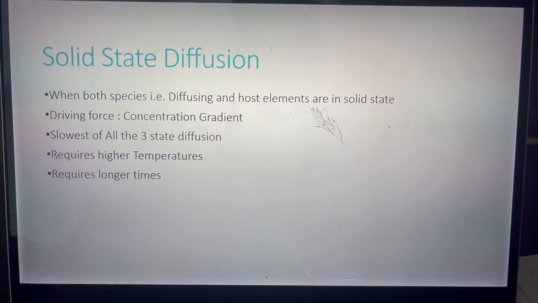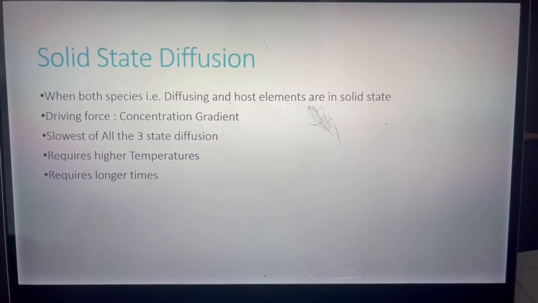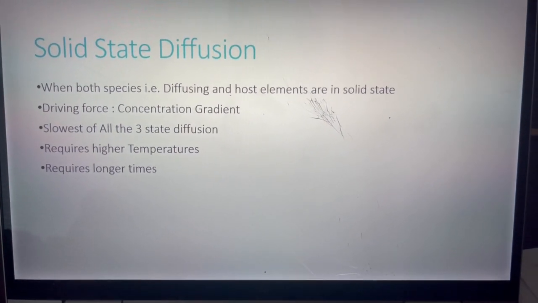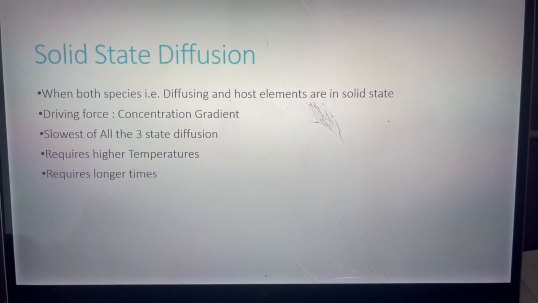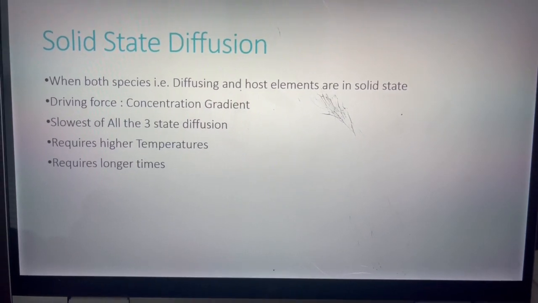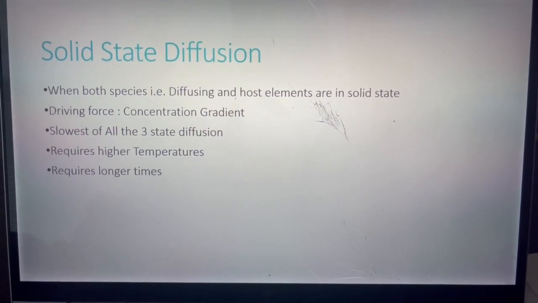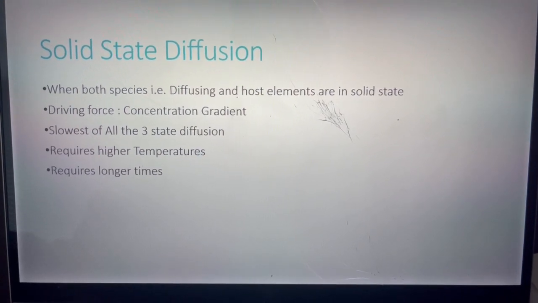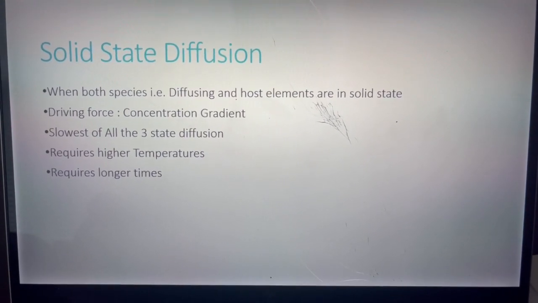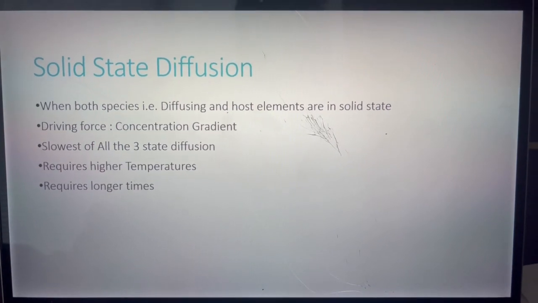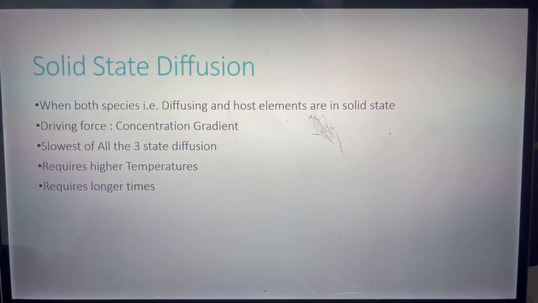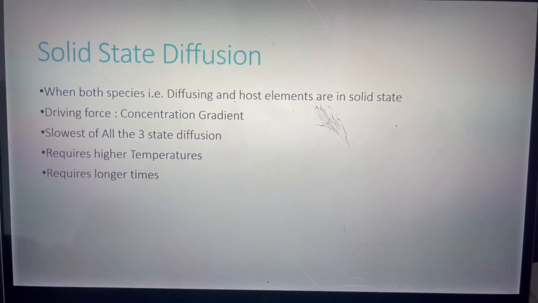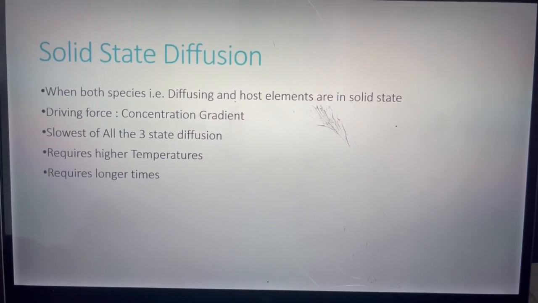Solid-state diffusion is when both the diffusing and host elements are in a solid state, and the driving force is the concentration gradient. Solid-state diffusion is the slowest of all three, which are gas and gas, liquid to liquid, and solid to solid. It requires a high temperature and a longer time.